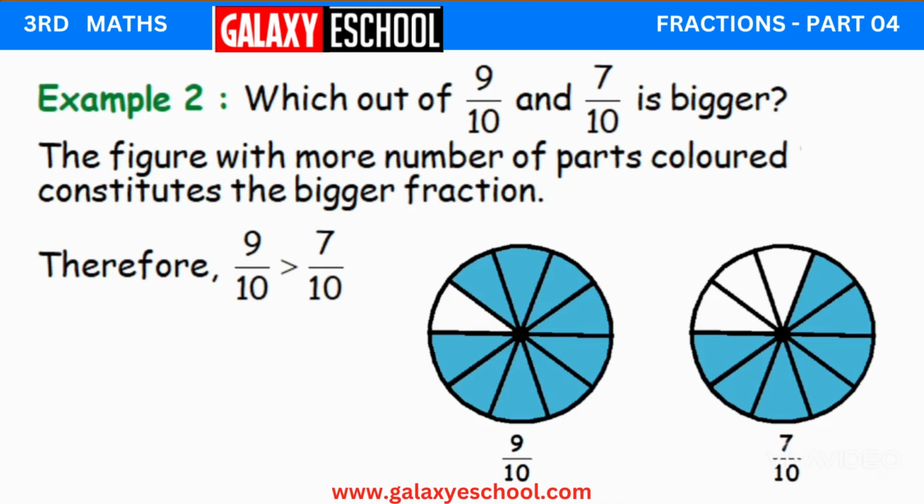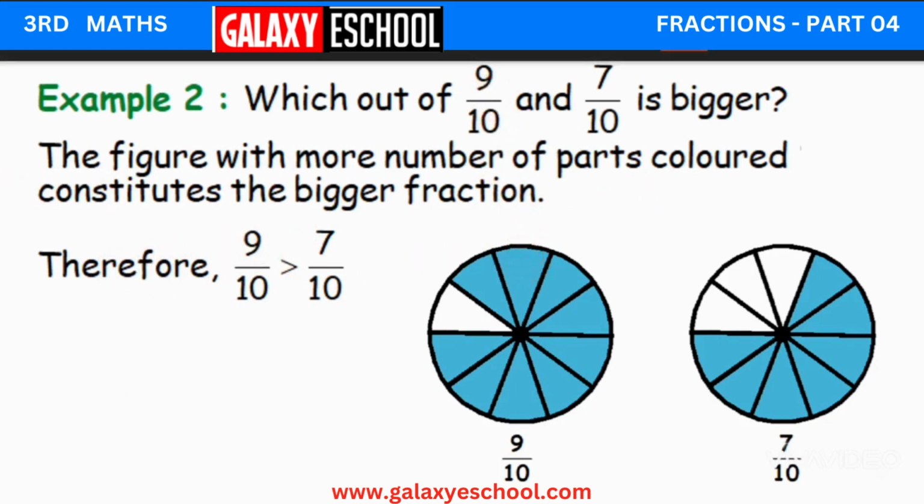Now coming to another example 2, which out of 9 by 10 and 7 by 10 is bigger? Again, the figure with more number of colored parts constitutes the bigger fraction. Yes, what does the colored part mean here? 9 means the number of colored parts and 10 is the total number of parts. Yes, in 7 by 10, 7 is the total number of colored parts. 10 is the total number of parts. Now what are they saying?